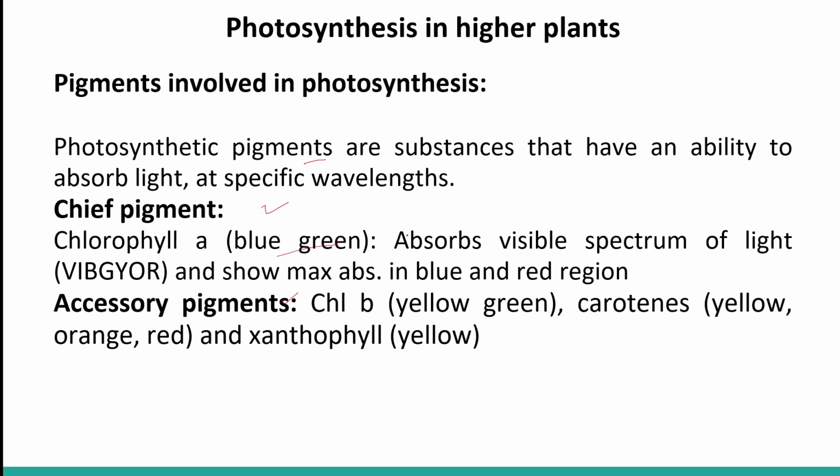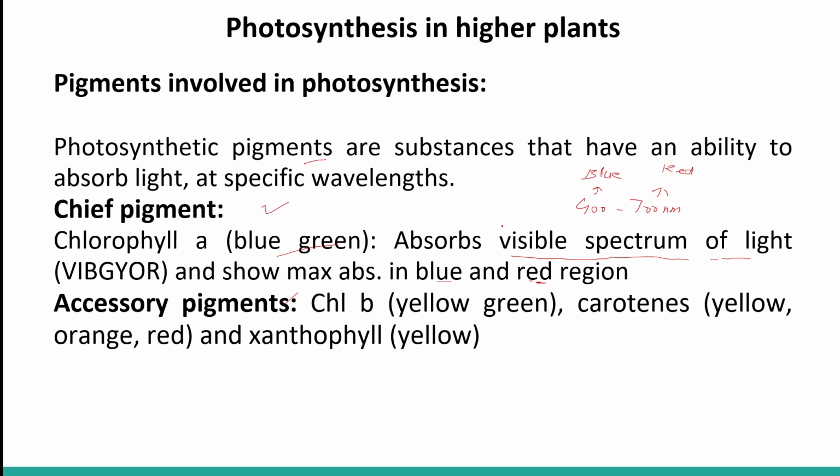So what does chlorophyll A do? It absorbs the visible spectrum of light, which is from 400 to 700 nanometer. And now we know that the maximum absorption is at 400 nanometer and 700 nanometer. Here I've written that chlorophyll A's maximum absorption is in the blue and the red region. 400 nanometer is the blue region. 700 nanometer is the red region.